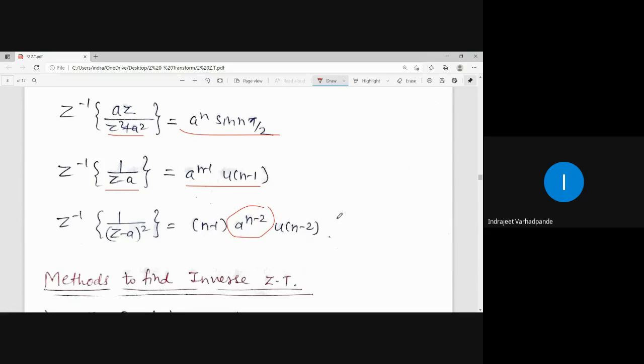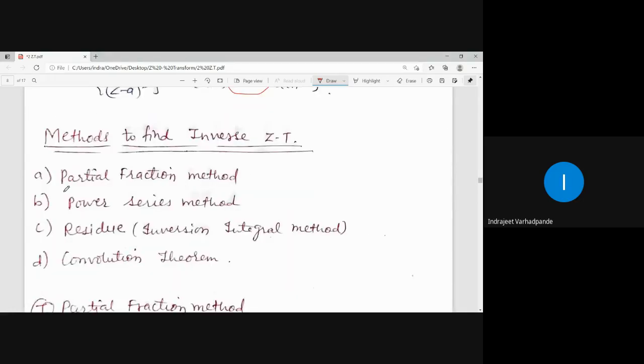So these are certain formulas which we have to go through before discussing the Z transform inverse for the various examples given to us. So what are the different methods which speak about the inverse Z transform? The various methods which we discuss for the inverse Z transform are in total 4 methods. One method is called the partial fraction method. The second method is called the power series method. The third method is called the residue method, or it is also labeled as the inversion integral method.